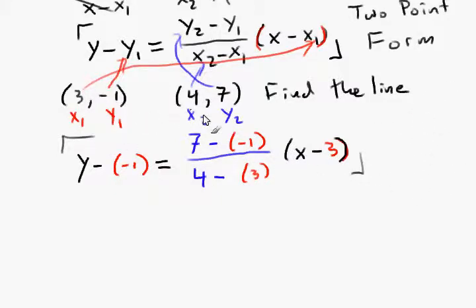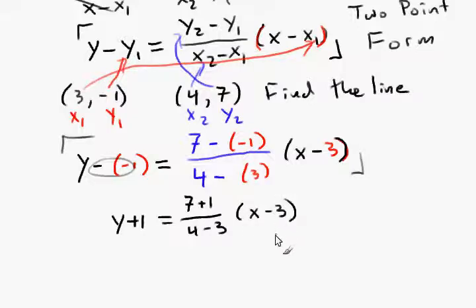But we could simplify this a little bit. We could write that as y plus 1. Likewise, this would be 7 plus 1 over 4 minus 3 times the quantity x minus 3. That's a little bit cleaner. Now, could we take this fraction right here, write it as 8 over 1, and then just simply replace it with 8? Sure, we could, but that would be a different form of a line, and that's the next section.